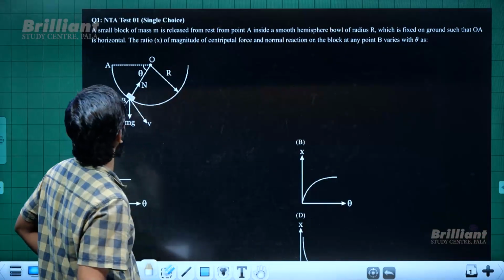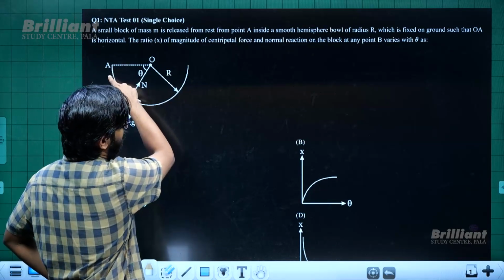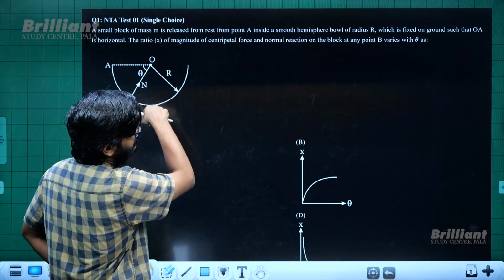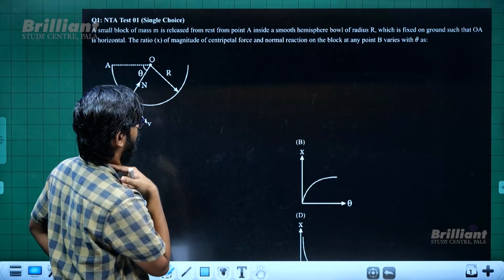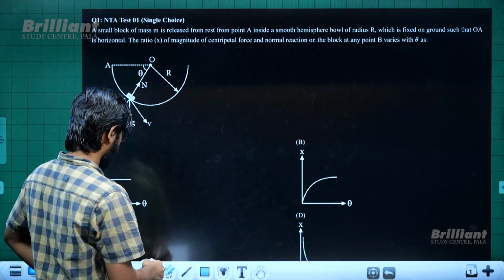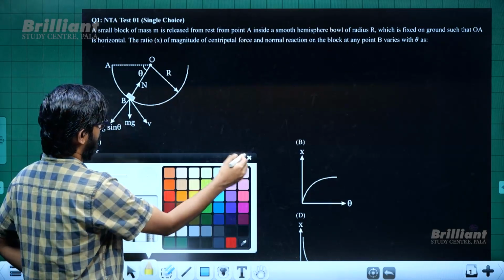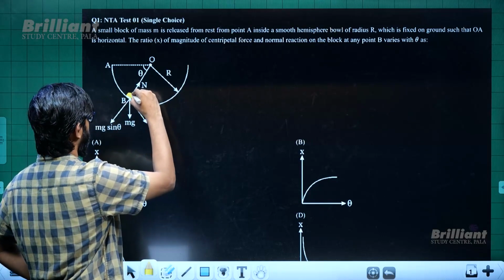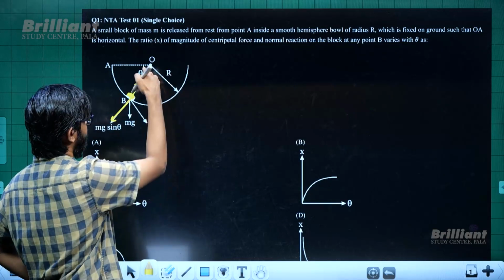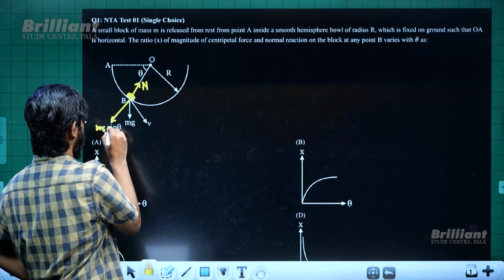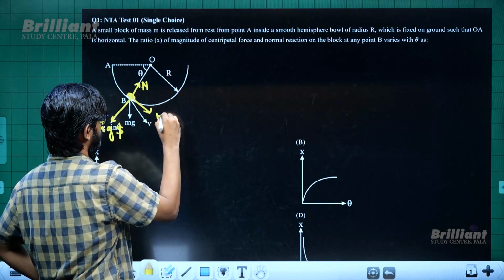So if you look at the question, a small block of mass m is released from rest from point A inside a smooth hemispherical bowl of radius r, which is fixed on the ground. The ratio of magnitude of centripetal force and normal reaction. Centripetal force and normal reaction. So in the question itself they have drawn the free body diagram. If you look at the free body diagram, there will be normal, there will be mg components this way. When this angle is theta, this is going to be mg sin theta, and this component is going to be mg cos theta.